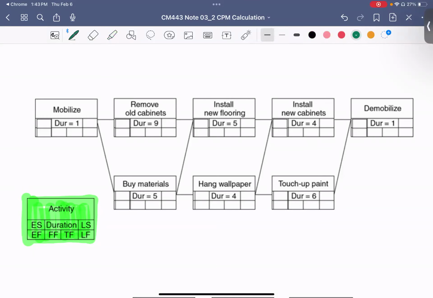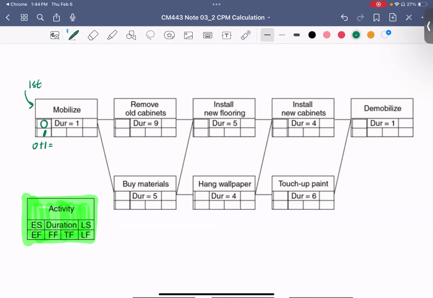So I'll start with the mobilize here and give you some examples, and you can continue with it. As we know, the mobilize is the first activity. So its early start time, we put in 0, right? Once we determine this 0, then we can quickly get its early finish time is 1, because 0 plus the duration 1 is equal to this. And I will finish the remove and the buy the materials, and then you guys finish the remaining.